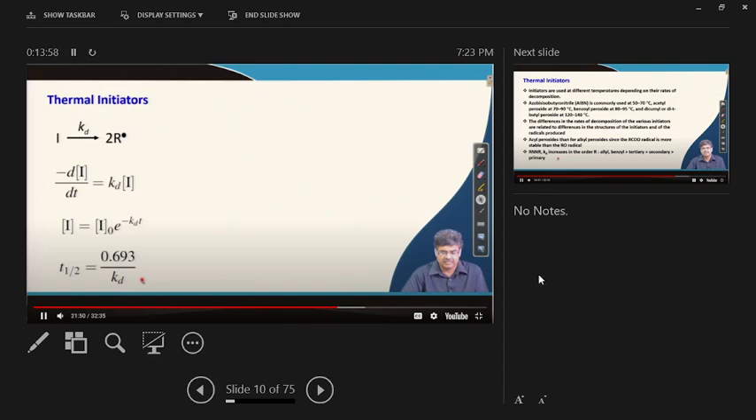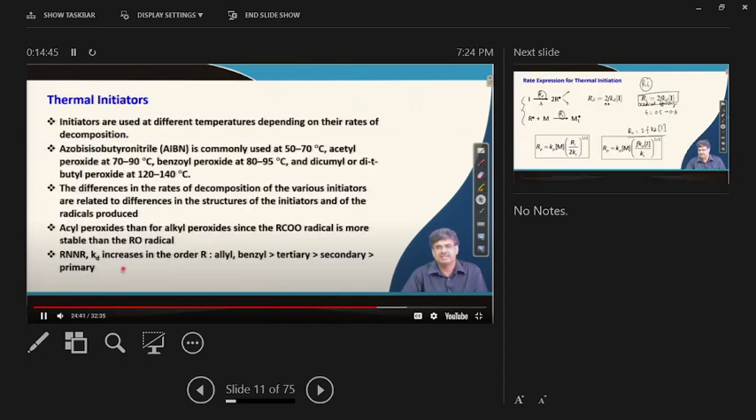See, thermal initiation: the dissociation rate kd is given here, and there is a minus. Why is it minus? Because the reaction is happening in this direction, so the concentration will decrease. So minus d[I]/dt is equal to kd times the concentration of initiator. If you integrate this equation, you will find I0 e^(-kd t), and if you find t half, then this is the equation. It also follows the first order equation. I think you know about first order reactions also.